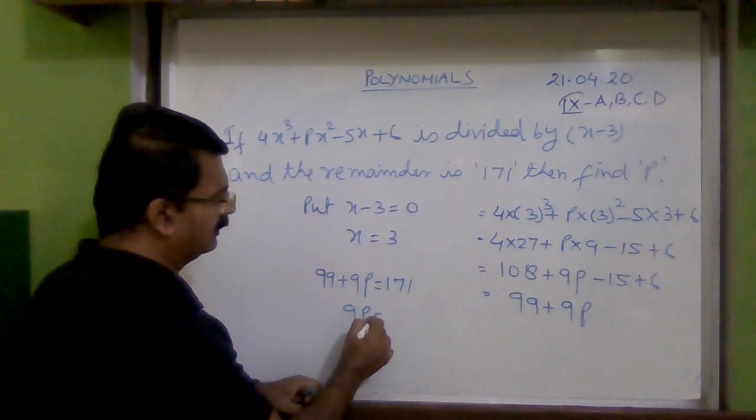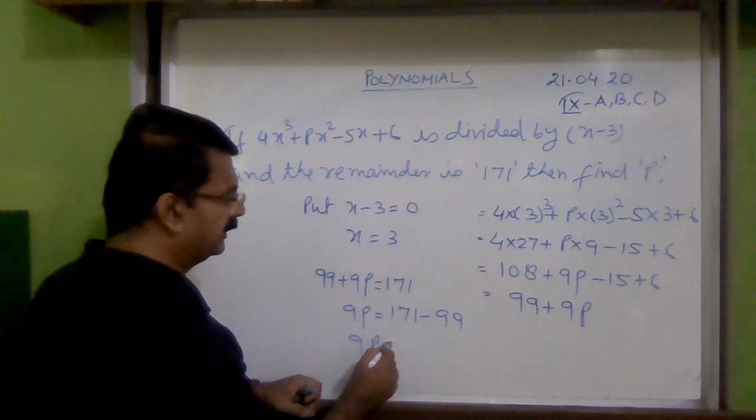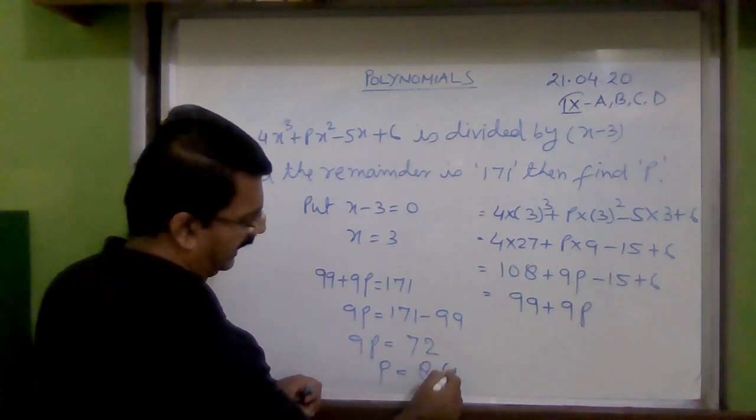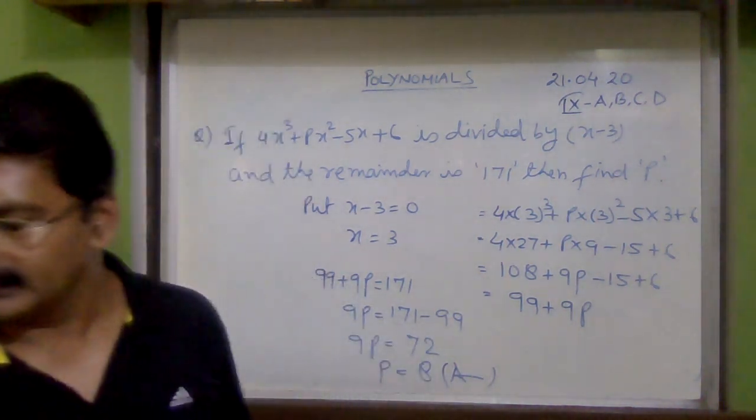So 9p will be equal to 171 minus 99. So 9p will be equal to 72. That gives you p is equal to 8. And that is your answer. P is equal to 8. Clear?